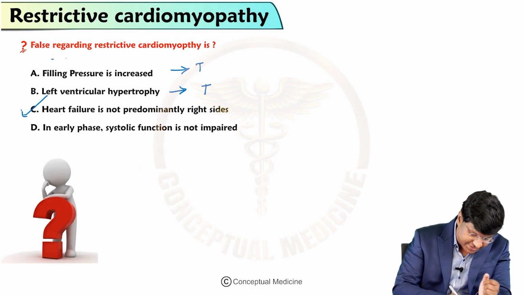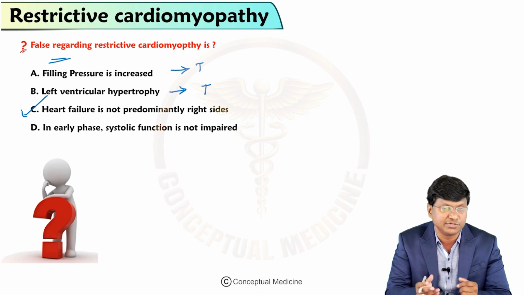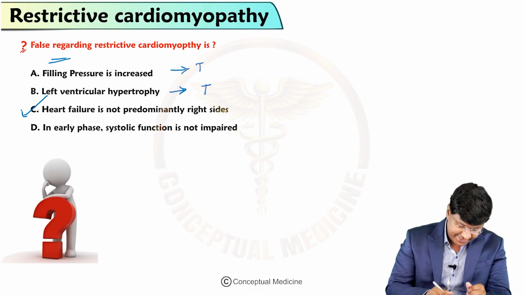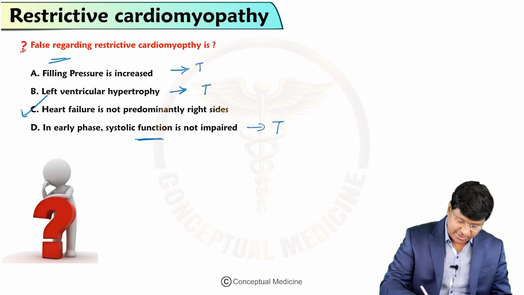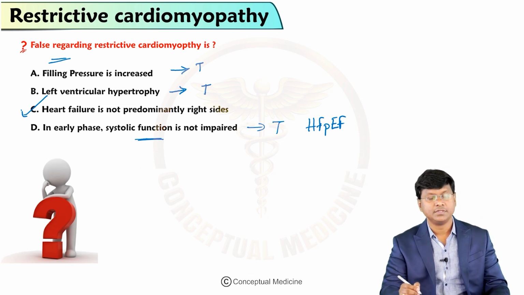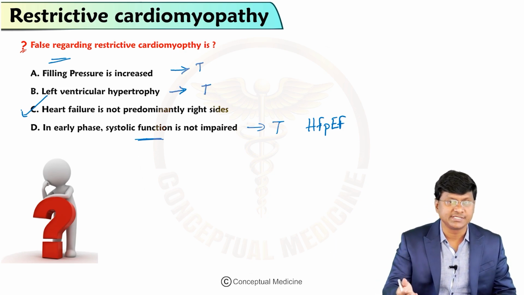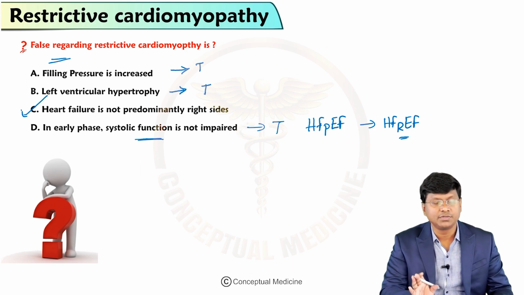Right, the question is which is a false statement. So the heart failure is not predominantly right-sided, this will be a false statement. Heart failure is predominantly right-sided in these individuals, and I have also explained the reason. Next option, in early phase, the systolic function is not impaired. This is also a true statement. These individuals have heart failure with preserved ejection fraction, that is HFpEF. Later, as the disease progresses, there will be heart failure with reduced ejection fraction, that is HFrEF. So this is about the false statement regarding restrictive cardiomyopathy.